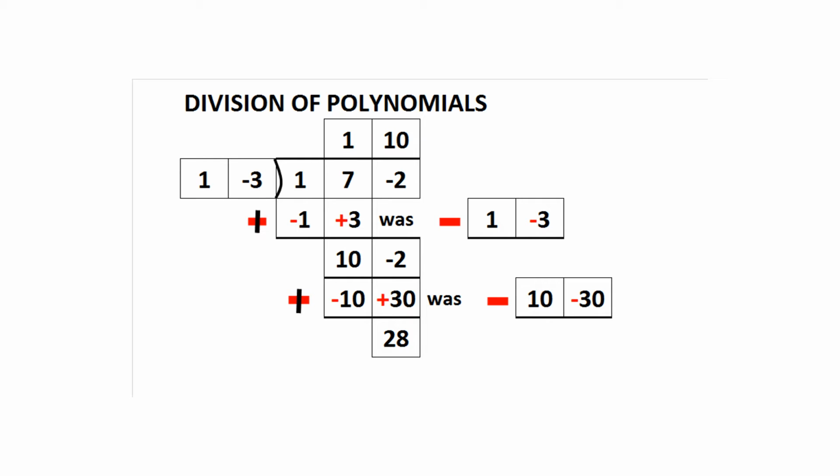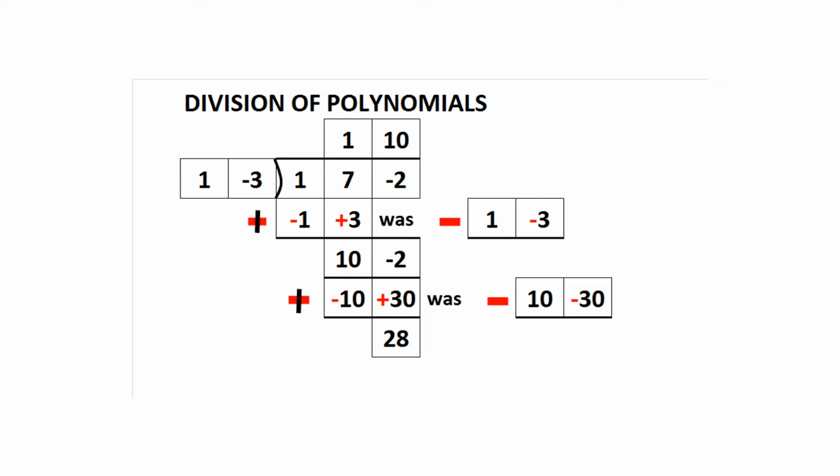Division of polynomials. Now, the polynomials are written in tuple form. We're dividing by 1 comma negative 3. That stands for x minus 3. That's going into the dividend 1, 7, negative 2. That stands for x squared plus 7x minus 2. It goes in 1 comma 10 times. That's x plus 10, and the remainder is 28. And then we'll go over to the mechanics on how we get there.